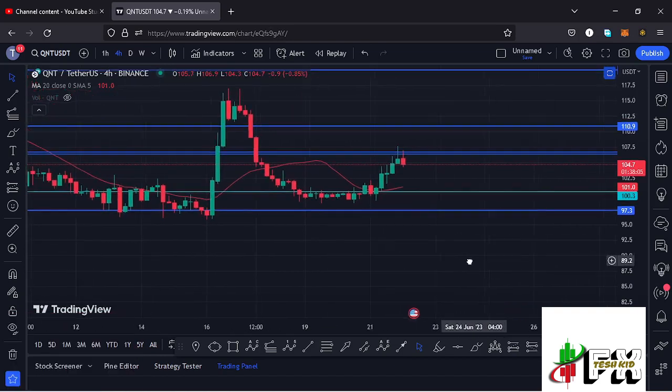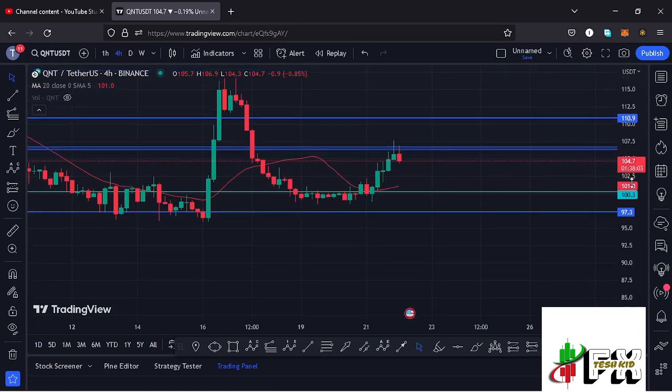At the time of this recording, Quant is still holding above a key area of support at around the $100.3 mark, which is still acting as support for us to continue gearing up. And overnight, you can also see that we have been trying to break through our key area of resistance at around the $106 mark, though that breakout has not yet been a success.